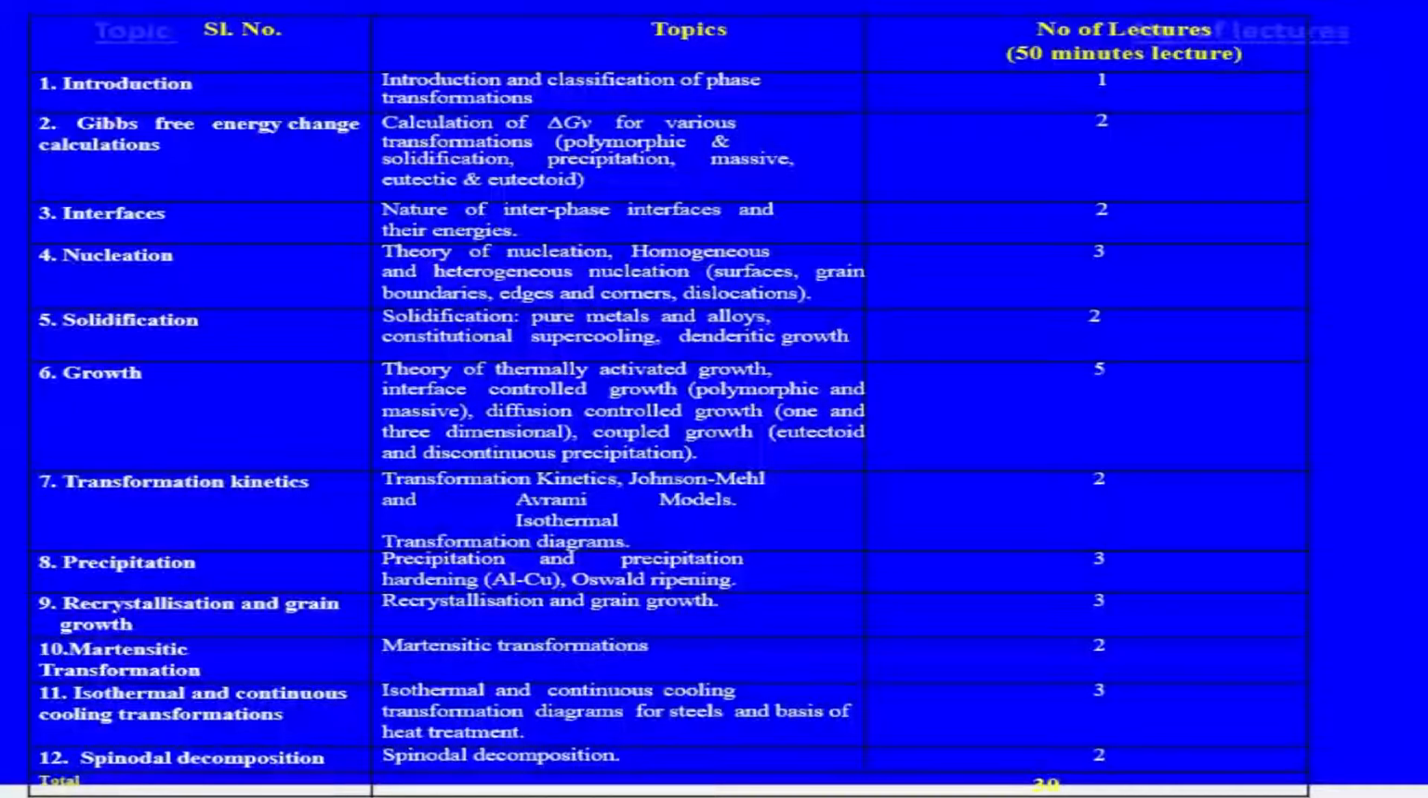Then we go on to different solid to solid phase transformations like precipitation, recrystallization, martensite, spinodal decompositions, and a bit about isothermal and continuous transformations. That itself will be sufficient to cover 30 lectures. Okay, so it is important that you know at the beginning what you are going to be taught, so that you can prepare yourself. We are going to follow exactly the same way things are given. On the right side I have also listed the number of lectures that will be spent on each topic.